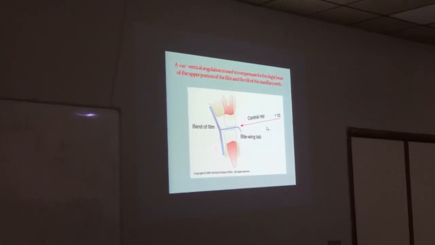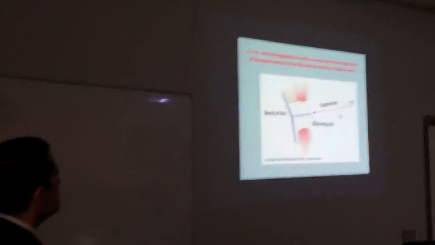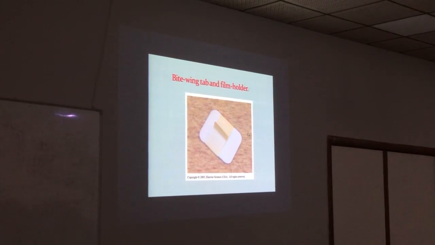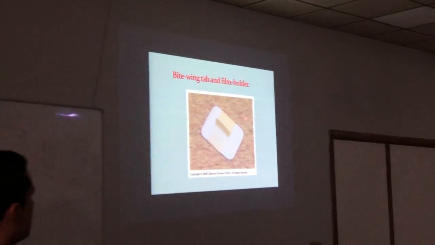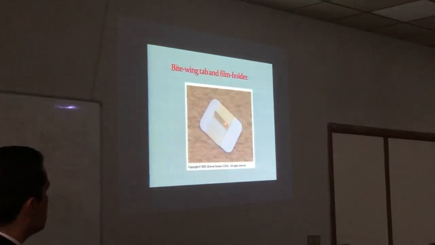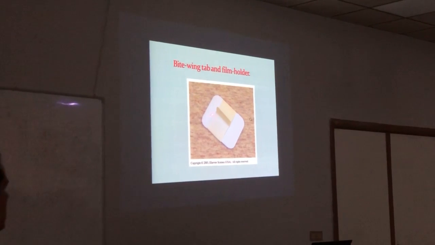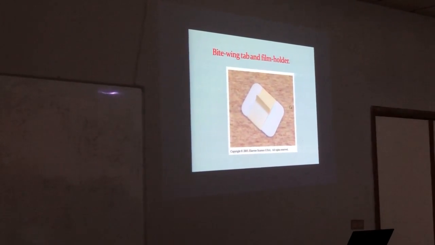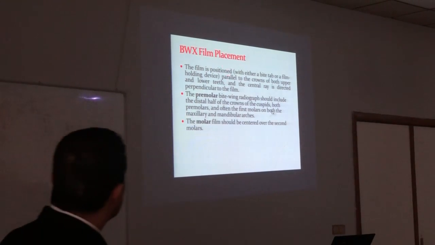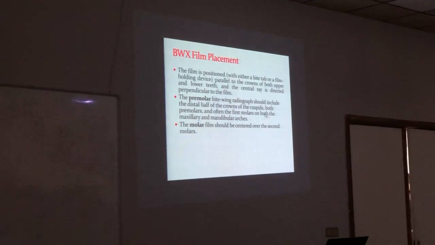Even if the film is somewhat bended, it's considered to be normal. Now this is a bite-wing tab or film holder. You see, you can hold it. You can make a hole and an extension with the film on them. Bite-wing X-ray film placement. Now, it is the same.